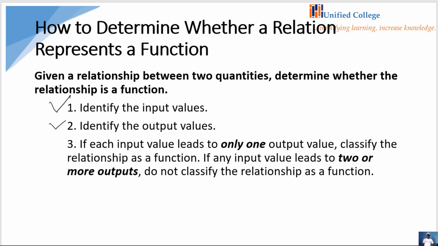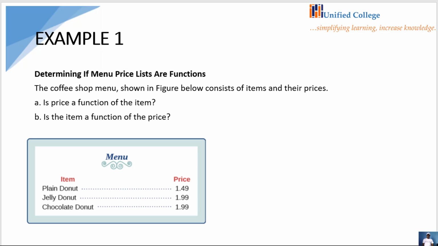Now let's look at example 1. The question says determine if many price lists are functions. The coffee shop menu shown in the figure below consists of items and their prices. Question A says, is price a function of the item? While question B says, is the item a function of price?